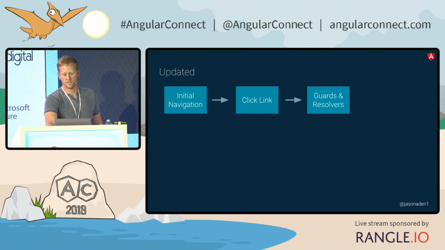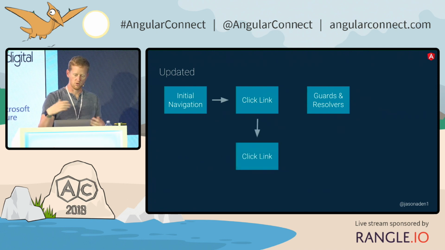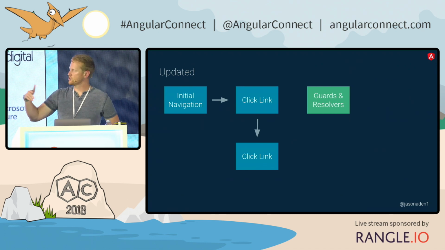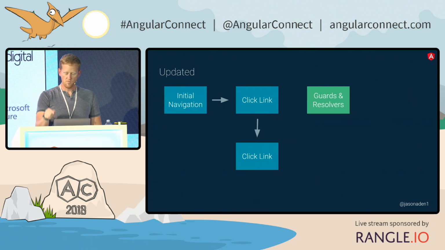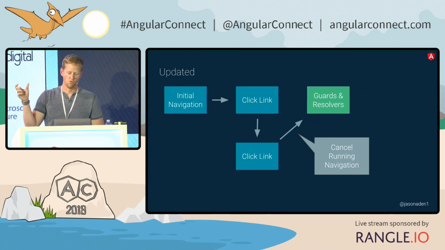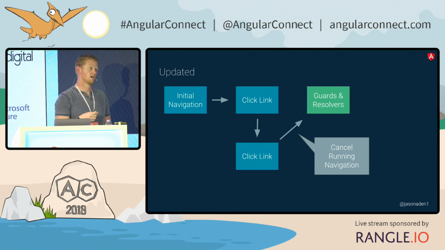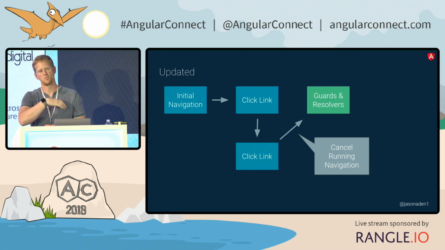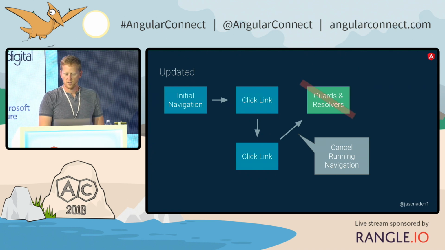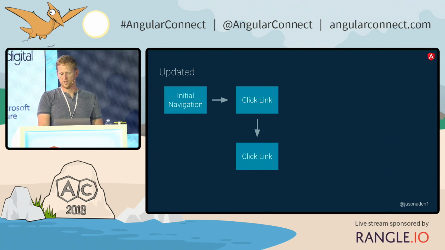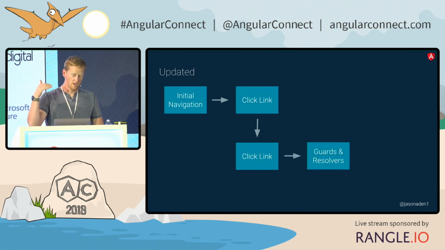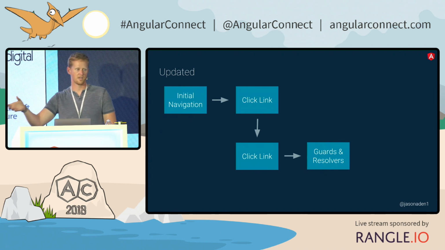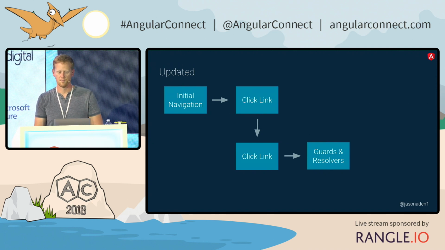So what we've done is we've updated this by just using observables a bit better. When somebody clicks that second link, we go back to the running guards and resolvers and we cancel it. If you're using observables all the way through, it will fully cancel, it will stop the HTTP request, and it'll do a full cleanup. So it's not just ignored, it's actually cleaned up. And we immediately start the next navigation. So there's no longer this delay that can happen if your guards and resolvers take a long time. That's gone.